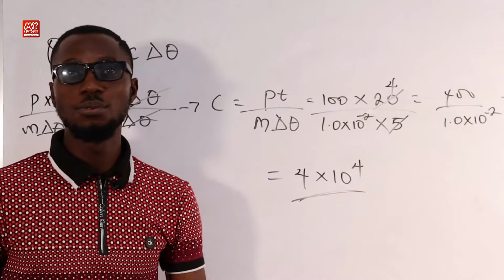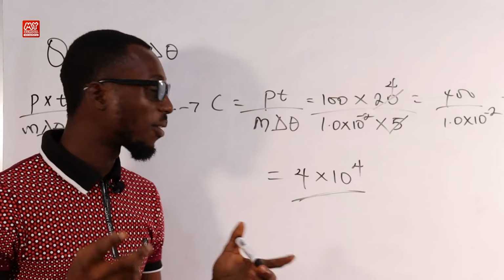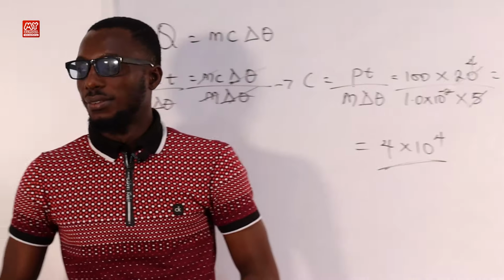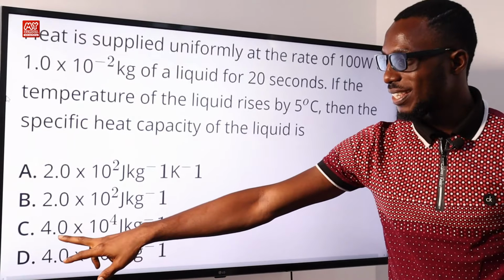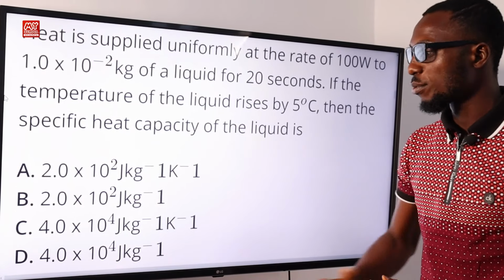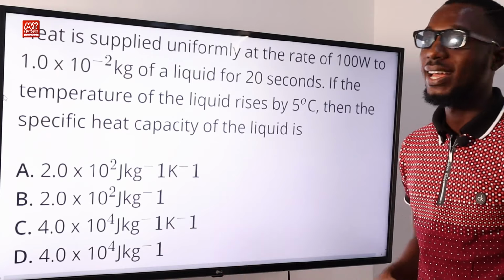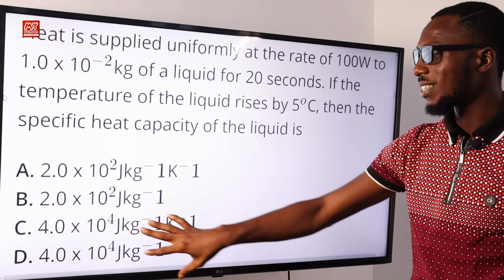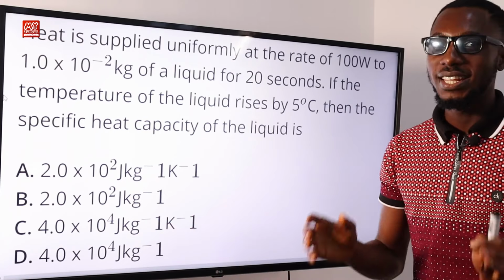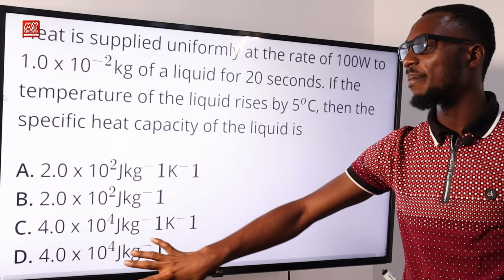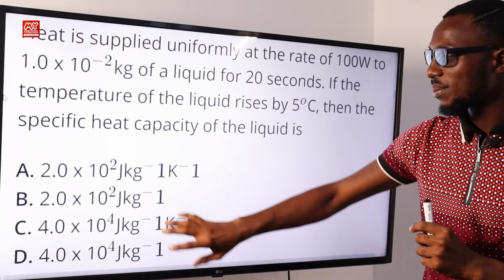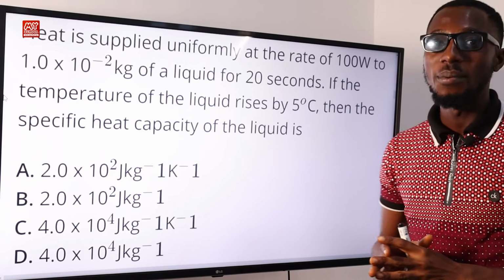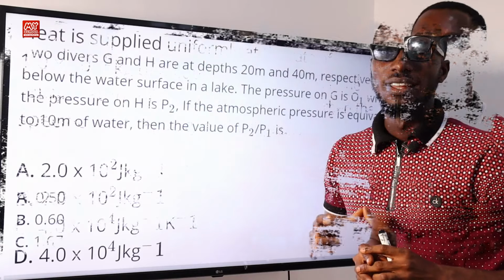So let's go back to our screen and select the correct option. Look through all of the options provided and you will see option C, 4.0 times 10 raised to the power 4 joules per kilogram per Kelvin. Take note of the unit, this is a unit for specific heat capacity. The values may look the same, but the units also make the correct option distinct. So this is the correct option here, option C.